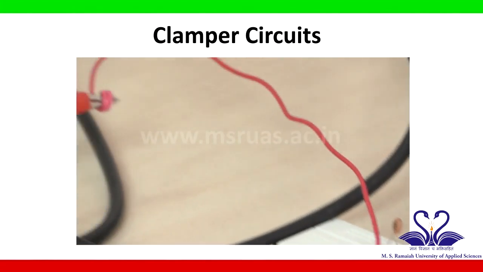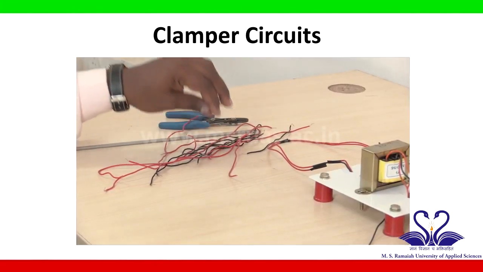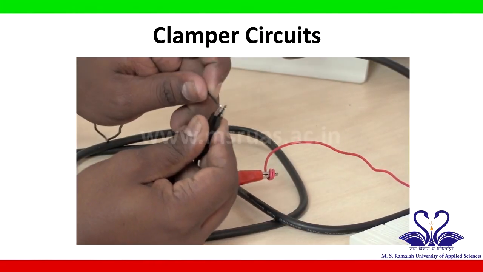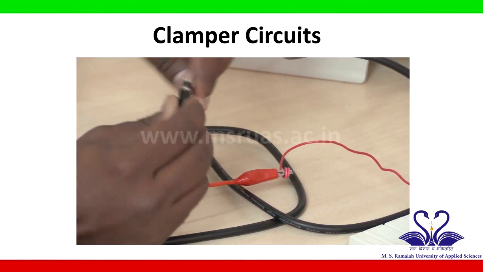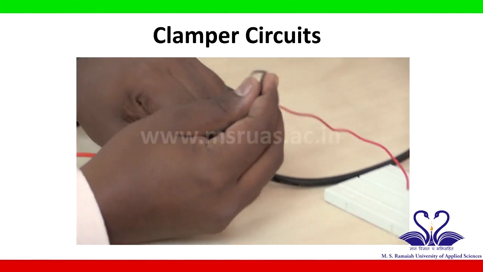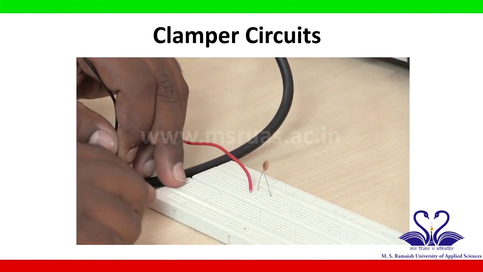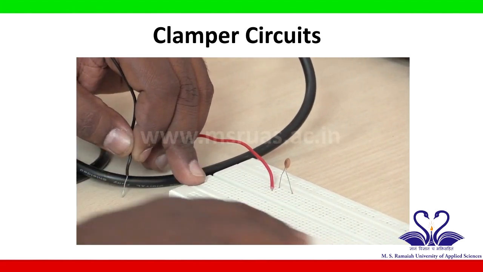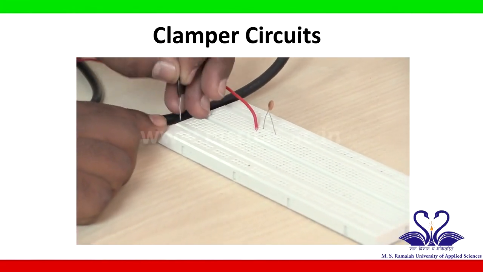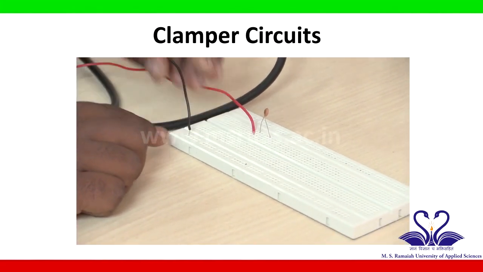And this is the negative of the function generator, which is connected to the ground. So I will take a wire and connect it to the negative terminal of the function generator. This is connected to ground. So let us take the bottom first row as the ground in the breadboard. I will connect to the ground.